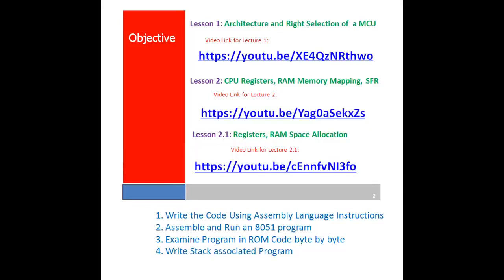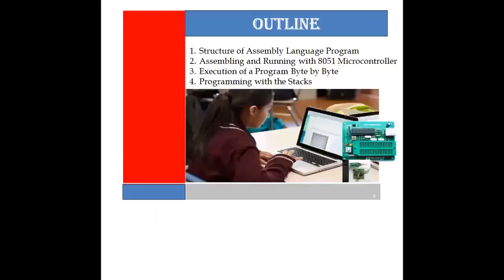You'll be able to examine the program which is written inside the RAM code, byte by byte. You'll be able to write the stack associated programs. So this is the outline of the discussion. I've oriented the course in this way. First, the structure of the assembly language program will be discussed, followed by the program assembling and running with the 8051 microcontroller, the execution of a particular program byte by byte, and then programming with the stacks will be discussed.